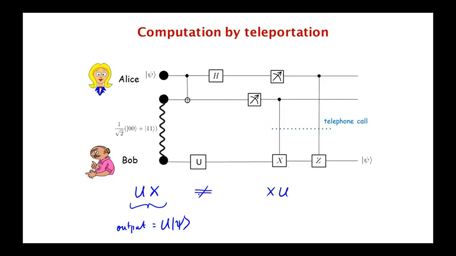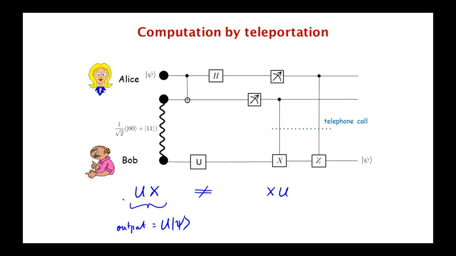And so what we would have to do in order to actually do computation by teleportation is we'd have to apply some sort of correction after having done this. So we applied our gate too soon. We applied U and then X instead of X and then U.